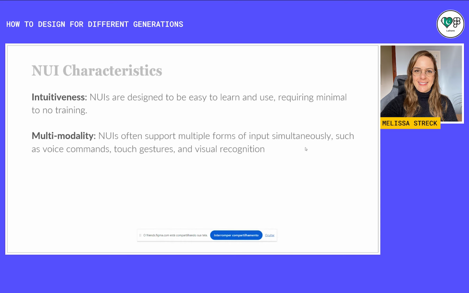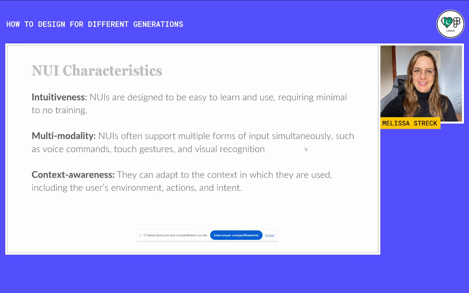The second is multimodality. Natural user interfaces often support multiple forms of input simultaneously, such as voice commands, touch gestures, and visual recognition. The third characteristic is context awareness. They can adapt to the context in which they are used, including the user's environment, action, and intent.